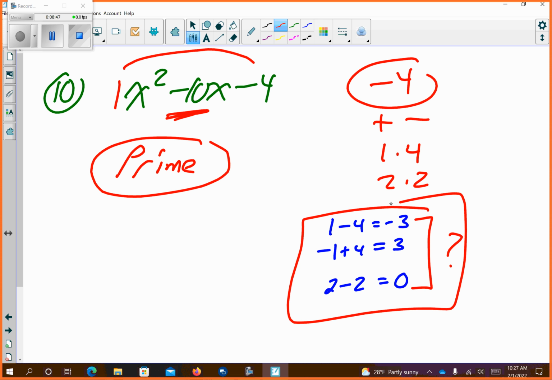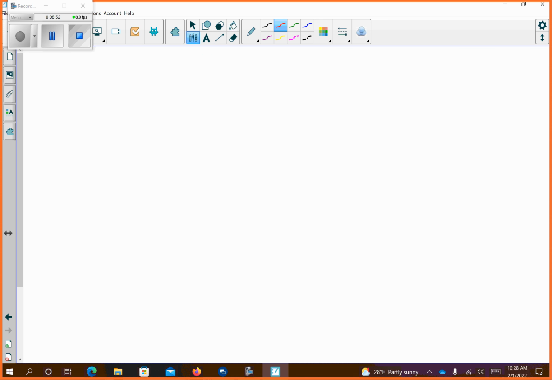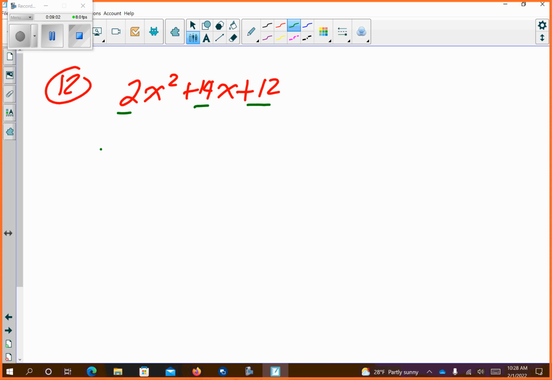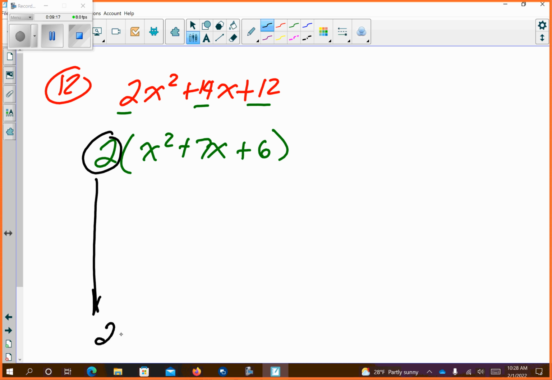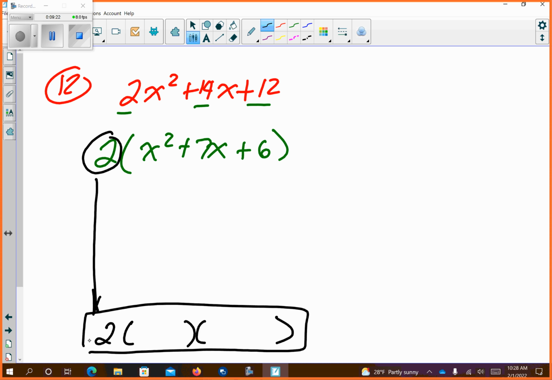The key on number 12 is factor a 2 out first before you do anything else. Okay? Factor 2 out and bring it down. So that's where your first move should have been on number 12. Factor that 2 out front. Then remember what I do. Bring this straight down. Set up the parentheses because our answer is going to be here with that 2.